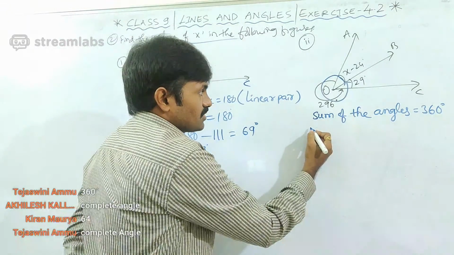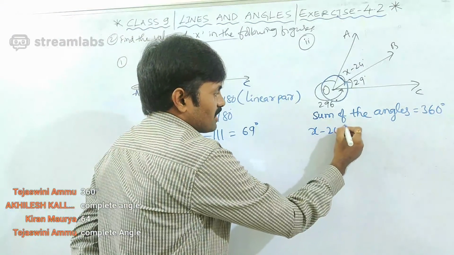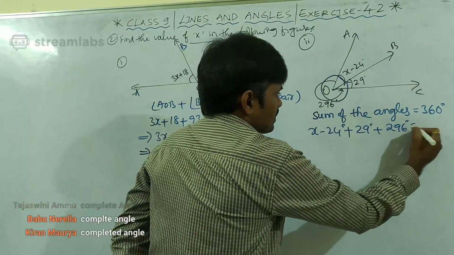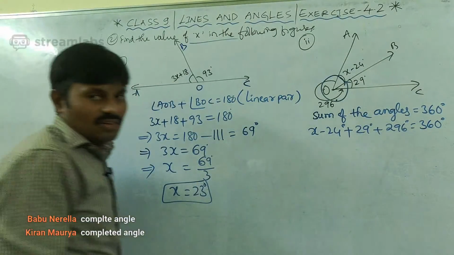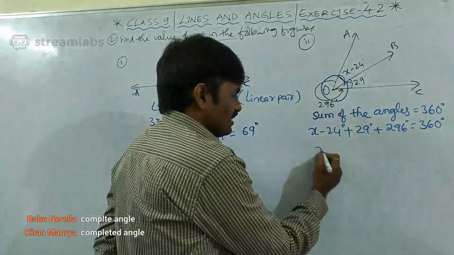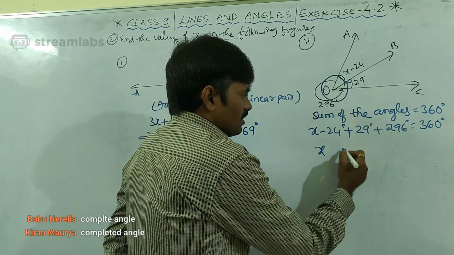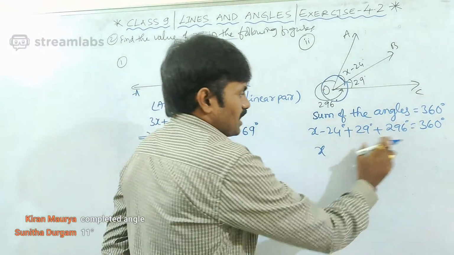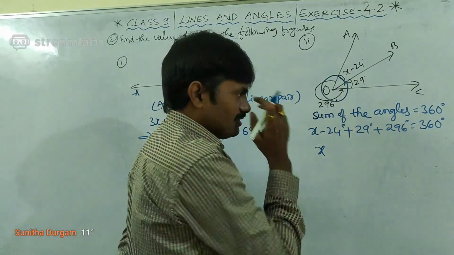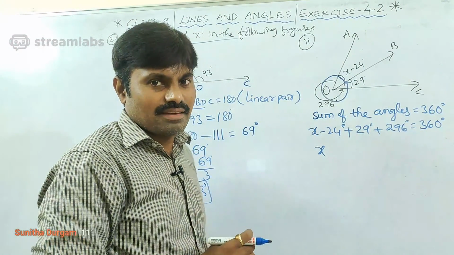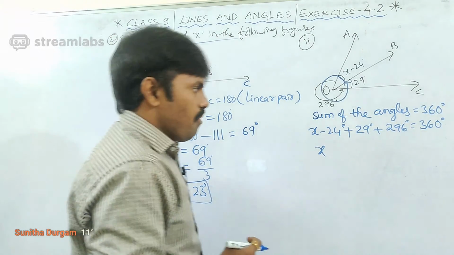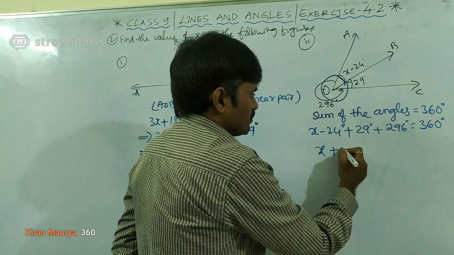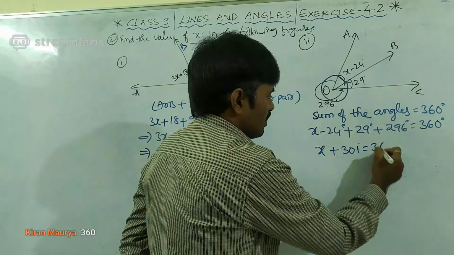What are those angles here? First one is x minus 24 degrees, plus another one is 29 degrees, plus 296 degrees, is equal to 360 degrees. Now what is the value of x? According to BODMAS, we have to simplify now. Minus 24 plus 29 is 5, and 5 plus 296 gives 301 degrees, which is equal to 360 degrees.